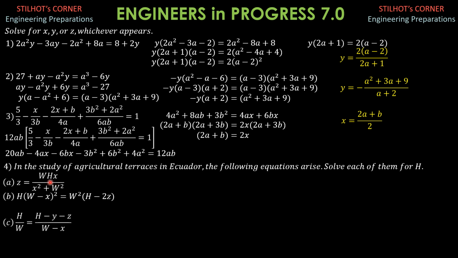Then, in the study of agricultural terraces in Ecuador, the following equations arise. Solve each of them for h. So first, we cross multiply. This is equal to quantity x squared plus w squared times z equals whx. Then to solve for h, we divide both sides by wx. So h is quantity x squared plus w squared times z over wx.